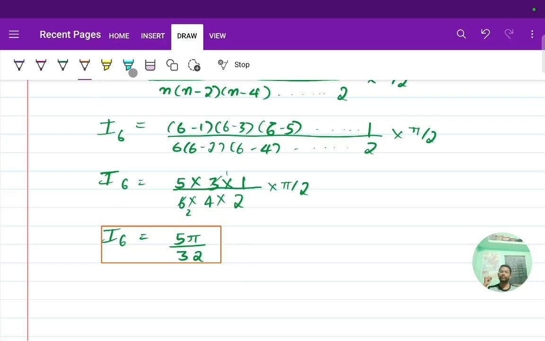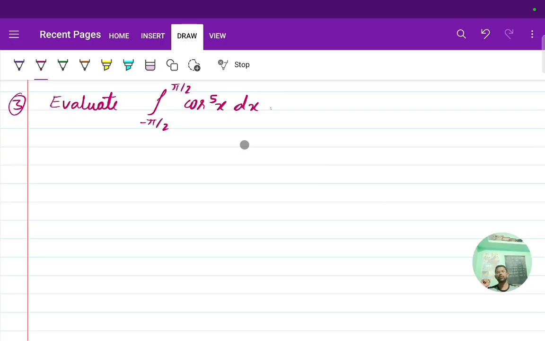Then let us solve the next problem, that is the third problem, which is evaluate integration over minus pi by 2 to pi by 2 cos power 5x dx. Let's solve this. Solution.